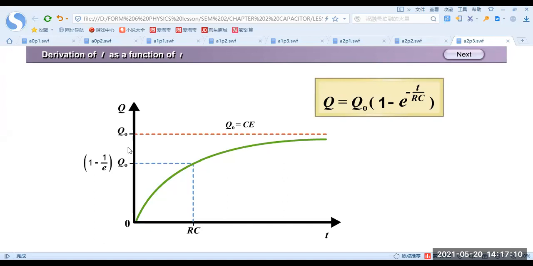Q naught will be the full charge of the capacitor. So Q at any instant is Q naught times, using the formula, 1 minus e to the negative t over RC, as shown in the diagram.